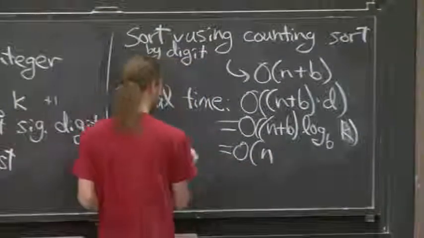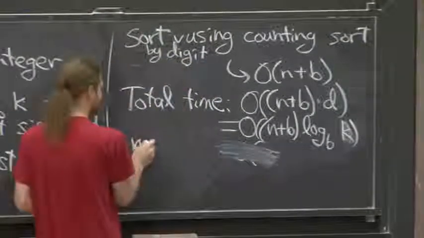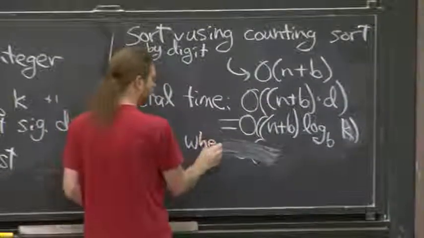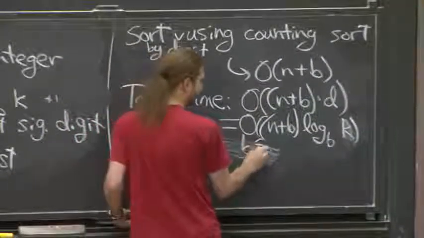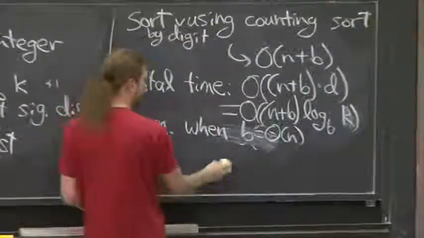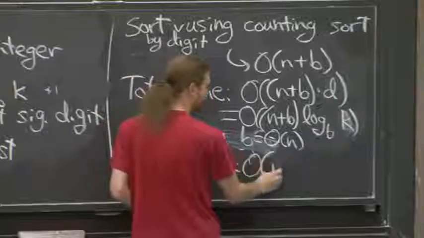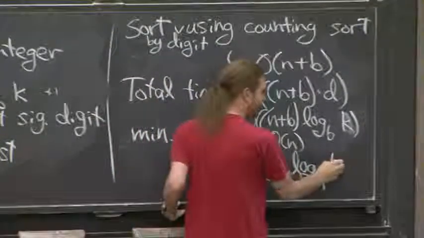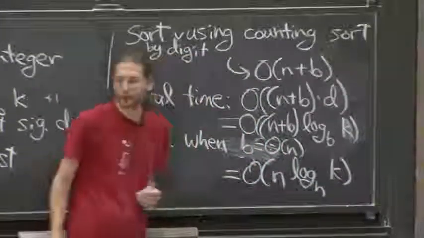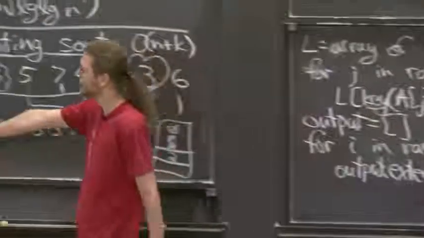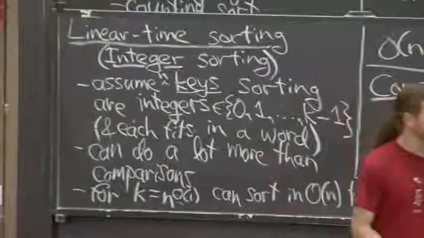You can prove it with a derivative or whatever. This is going to be minimized when b is, I'll be vague, theta n. Then it's going to come out to n times log base n of k. And lo and behold, when k is polynomial in n, k to some constant, then that will be linear.